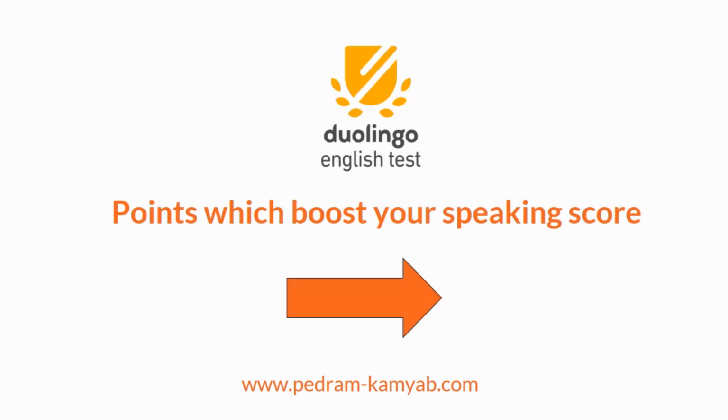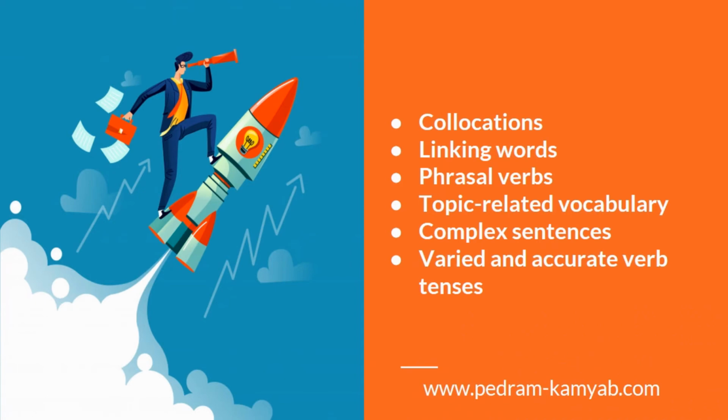Okay, and as the last part, I'm going to tell you some points which definitely boost your speaking score. Collocations. The use of collocations could definitely improve your speaking, even the writing part. Linking words that we talked about, phrasal verbs, they are perfect. Topic related vocabulary, complex sentences, varied and accurate verb tenses. These are the main factors which definitely, undoubtedly boost your speaking score.